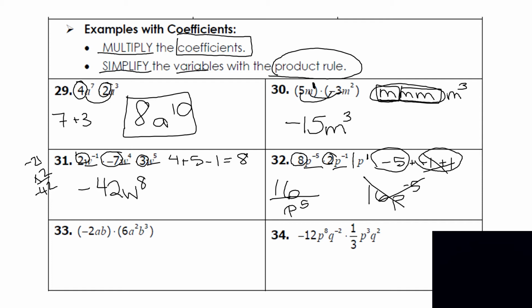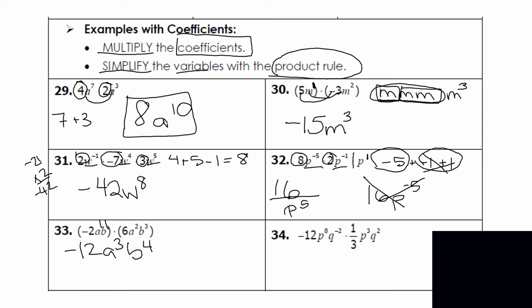All right, so let's look here. -2ab. Technically a and b both have exponents of 1. And then I have 6a squared b cubed. So again, multiply those coefficients. 6 times -2 would be -12, a to the 1st and a squared. So 1 plus 2, that'd be a cubed, b to the 1st and b cubed. 1 plus 3, so my final answer would be -12a cubed b to the 4th.